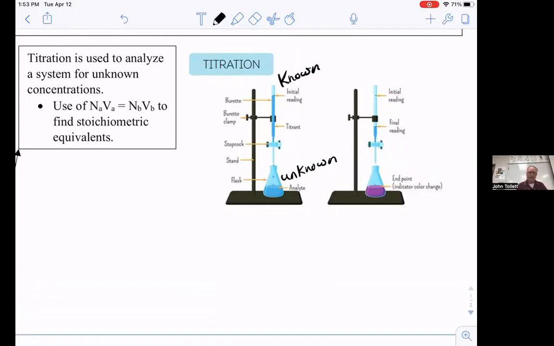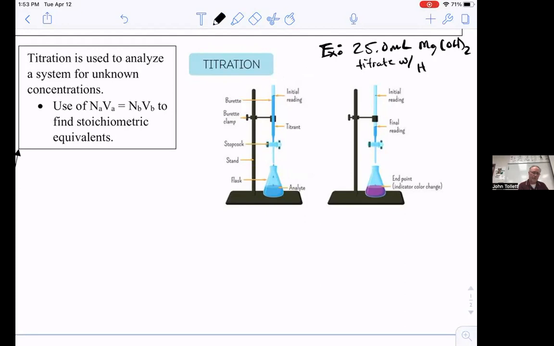So let's do an example of this. I'm going to take this known and unknown away here. Let's say our example is that I'm going to take 25.0 milliliters of magnesium hydroxide and I'm going to titrate it with hydrochloric acid. Let's say that the final reading was 36.02 milliliters of the HCl that's added.